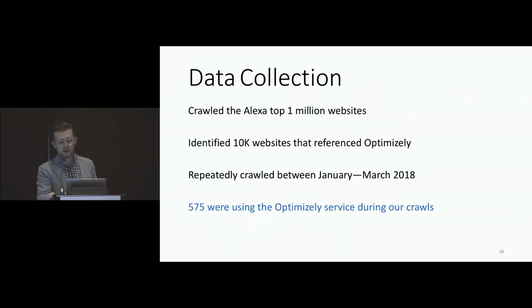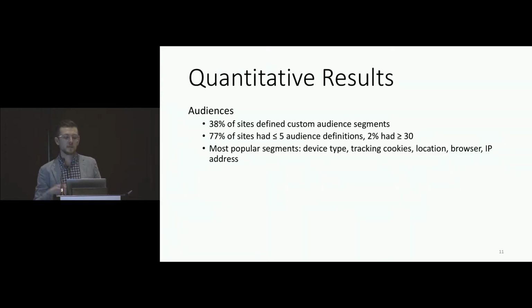So we crawled the Alexa Top 1 Million looking for some reference to Optimizely. Found about 10,000 websites that had some reference, and then repeated regular crawls for 3 months last year, finding about 575 websites that were actively using Optimizely at the time. We did some quantitative analysis on the results.